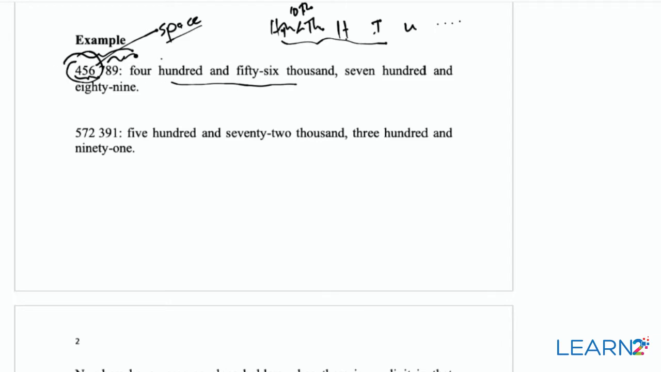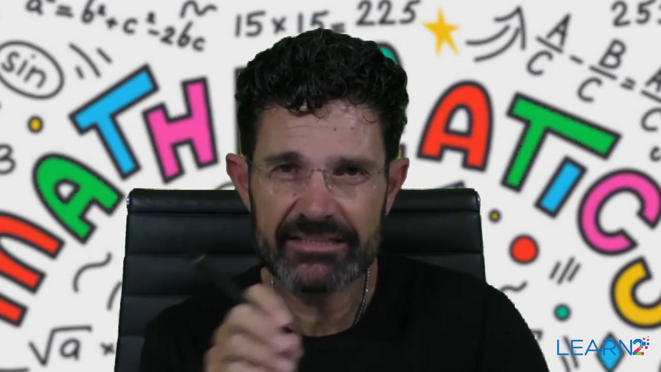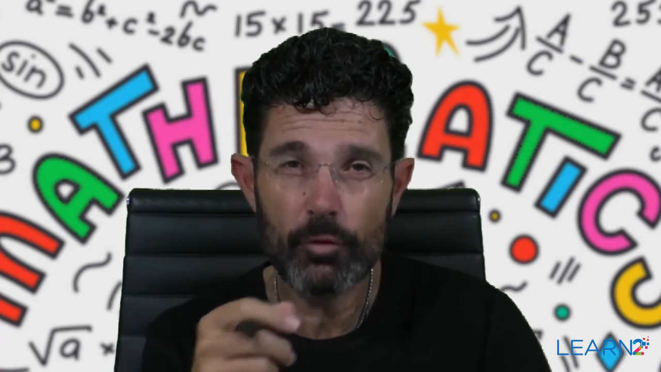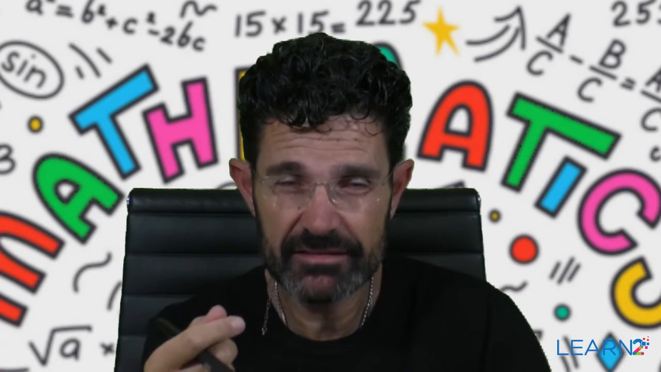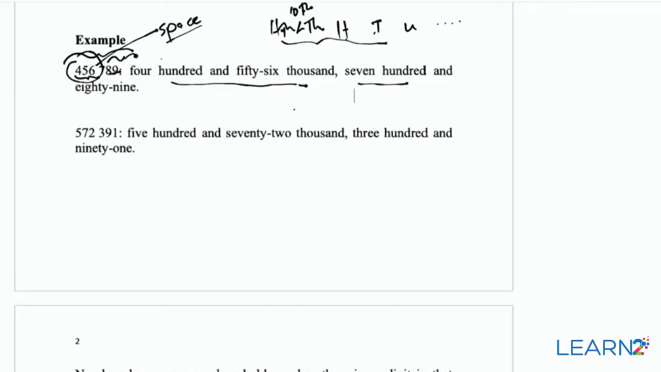So this is 456,000. And then you've got 7, 8, 9. So you just say that is 789. So the easiest way is separate your number with 3 digits at a time if there's 6 digits. Say the first lot, so 4, 5, 6 is 456,000. Then you've got 789. Let's look at the next one.